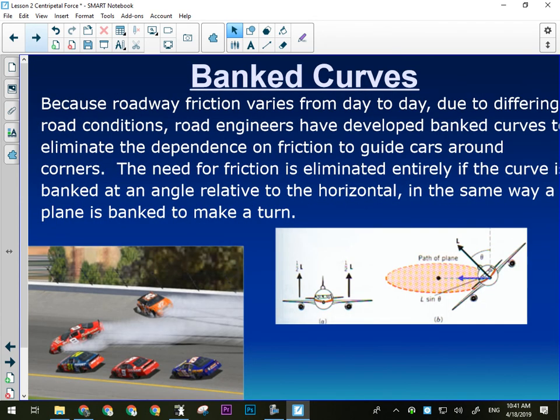All right, banked curves. We bank a curve so that we can use some of the normal force that acts on a bank to help direct us back towards the center, because a banked curve is really just an inclined plane. It's just wrapped around an axis, so it's kind of like a screw, because that's what an inclined plane wrapped around an axis is: a screw.